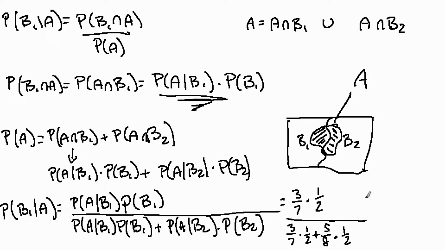That's 3 over 14. In the denominator, we have 3 over 14 plus 5 over 16. And I leave it to you to pull out your calculators and find out what that is.